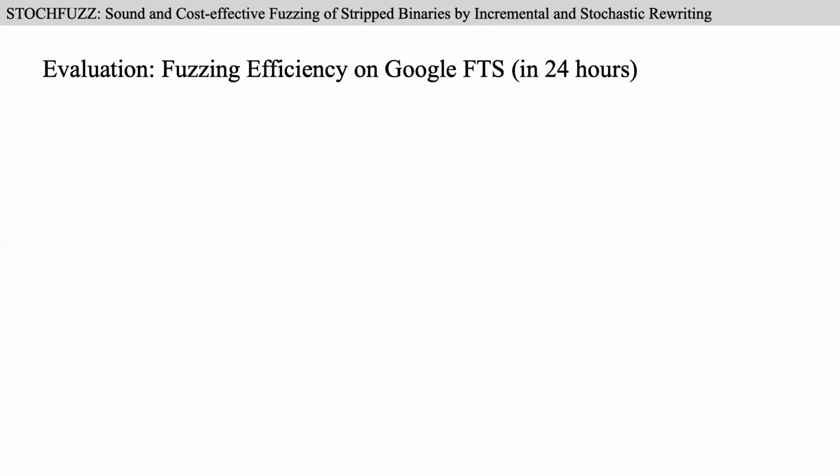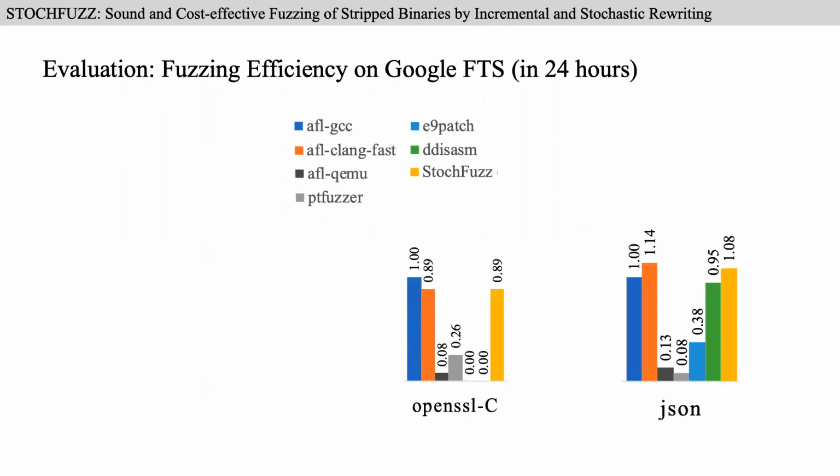The first experiment is about the fuzzing efficiency, and the experiment is conducted on Google FTS. We first present the result on some programs. We take AFL GCC as a baseline and report the ratio of each tool to AFL GCC. If the ratio is 0, it means the tool cannot handle the program. Larger number indicates better performance. Different color denotes different tools in each bar chart from the left to right.